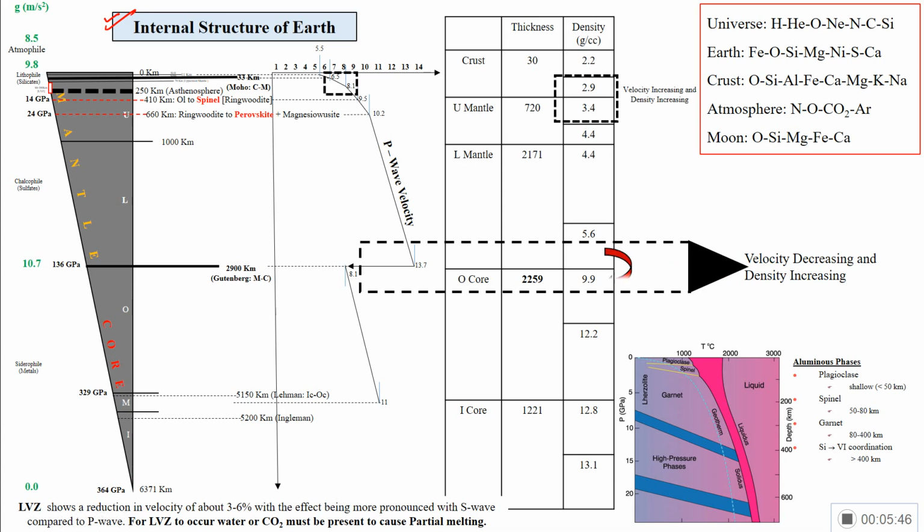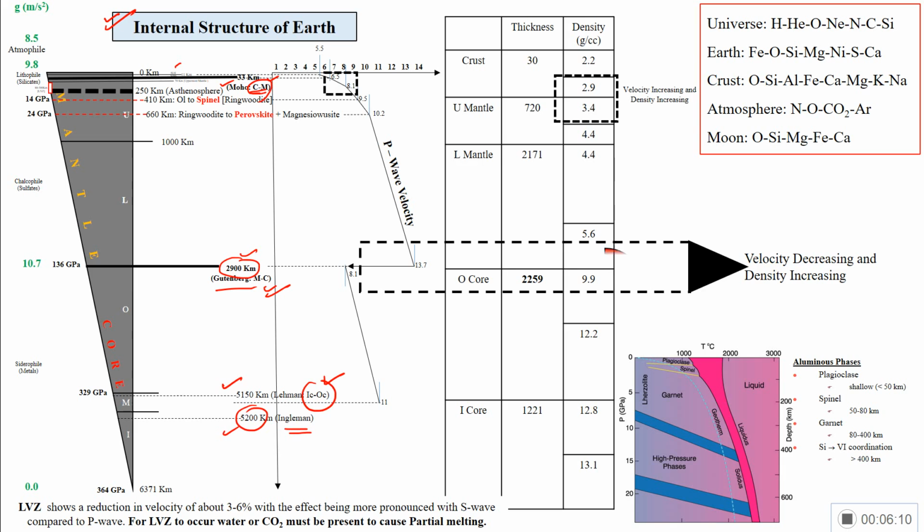Okay, there are so many layers. This is Sial, Sima, and then that is the Moho, the crust and mantle boundary. Then the Gutenberg discontinuity is the mantle and core boundary at 2900 kilometer. The Lehmann discontinuity is the inner core and outer core discontinuity at 5150 to 5200 kilometer.